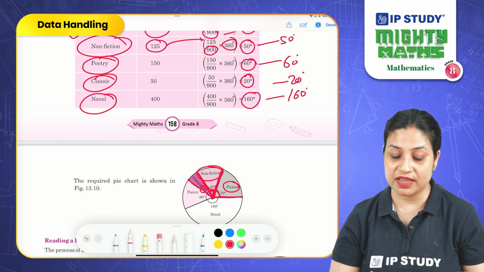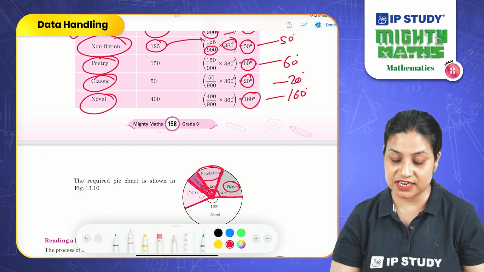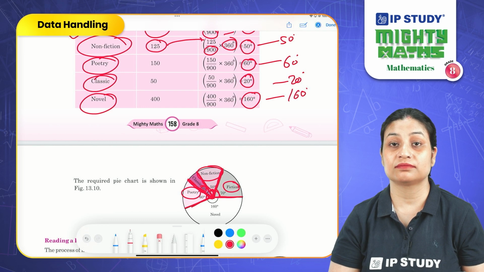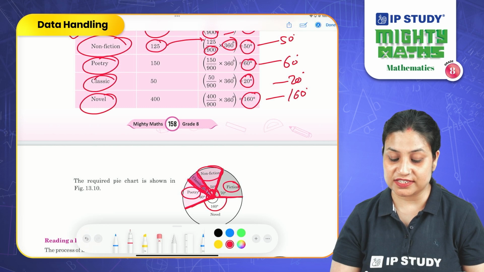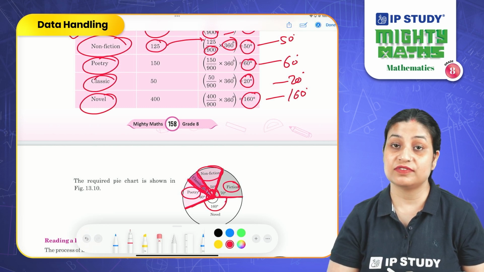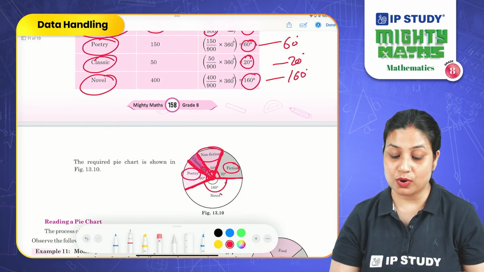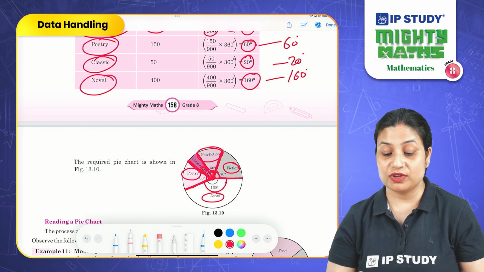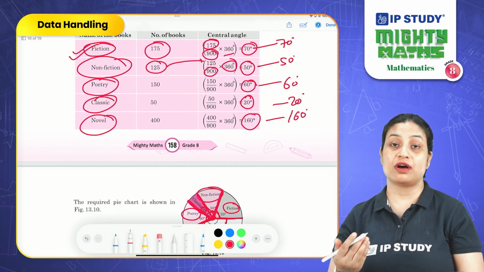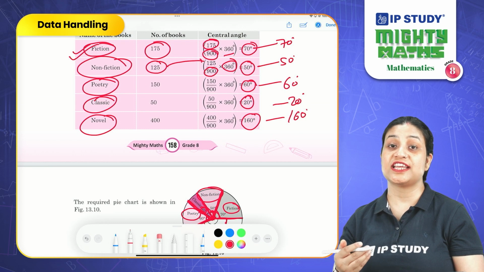Then in the same way, I will put the protector over here and make an angle of 60 degree, which is representing poetry books in this pie chart. In the same way, I will put the protector over here and make an angle of 160 degree, which is representing novels in this pie chart. So I hope you have understood how to draw a pie chart in order to represent any data.